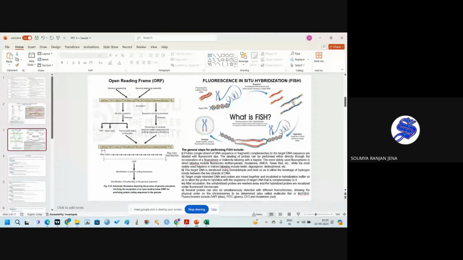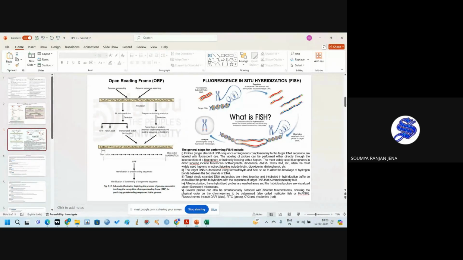If the probe is complementary to this DNA, then the probe binds to the DNA, and this probe is tagged with the fluorescence dye. After the binding, if we view the DNA under UV light or normal fluorescence light, it will fluoresce color, and we confirm whether this X gene is overexpressed or underexpressed in genome analysis.